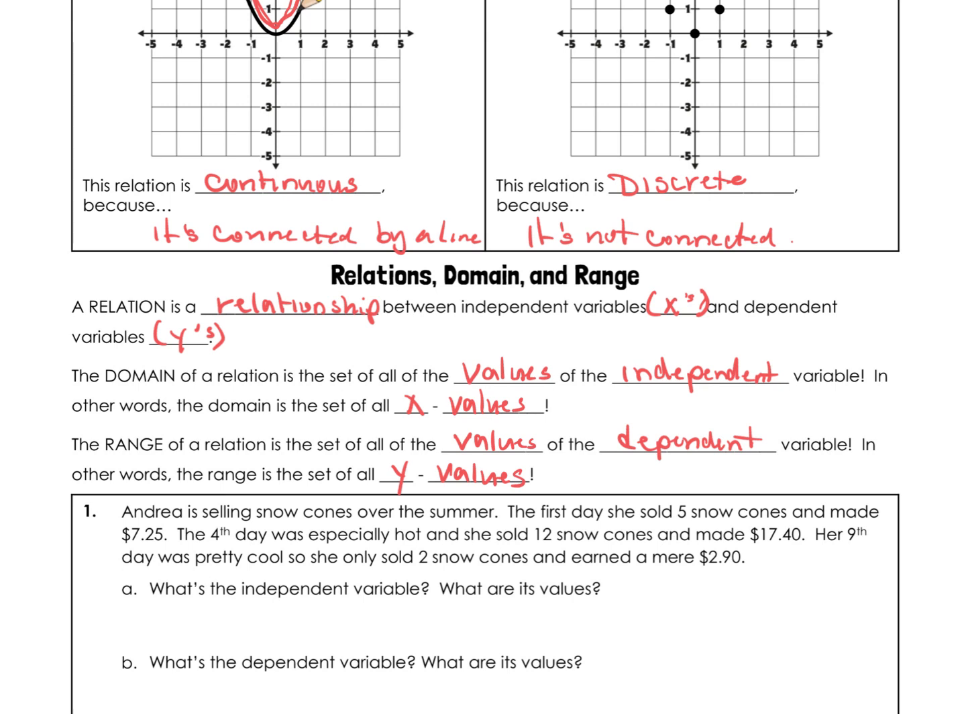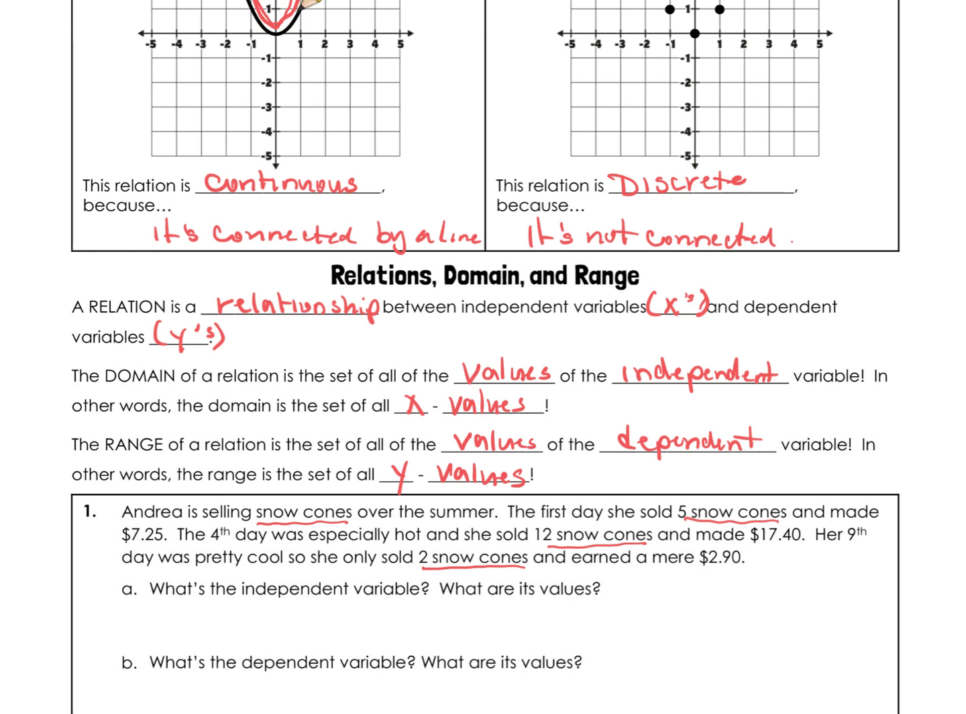Okay, let's look at this example. It says Andrea is selling snow cones over the summer. The first day she sold 5 snow cones and made $7.25. The fourth day she sold 12 snow cones and made $17.40. And her ninth day was pretty cool, so she only sold 2 snow cones and earned a mere $2.90.